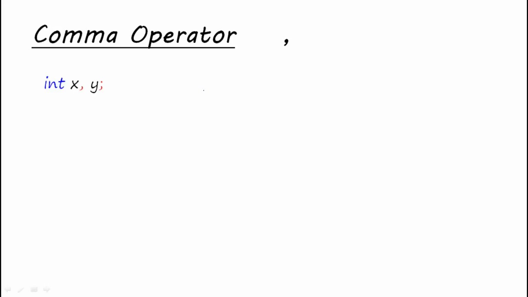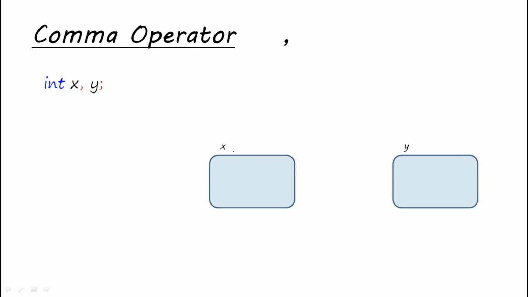Then we have the comma operator. The comma operator you have been using when you write int x, y. You are using the comma operator. The comma operator is used to provide a division between two items. So you have x and y. This is the result when you write int x, y: two variables x and y are declared. Now this is something new. So you write x = (y = 3, y + 2).